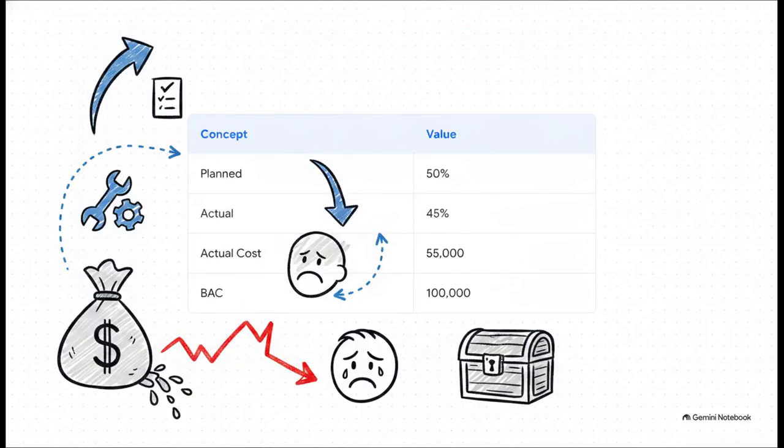Our budget at completion, which is just the total approved budget, is $100,000. Now, at this specific point in time, our project plan says we should be at 50% completion. However, in reality, our actual work completion is only sitting at 45%. And to make matters worse, our actual money spent, known as actual cost or AC, is already up to $55,000. So we've spent a lot, but we haven't actually finished what we promised. Just how bad is it?